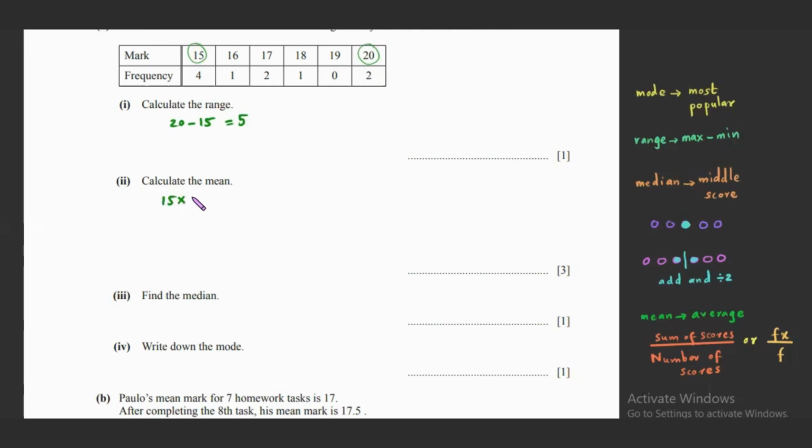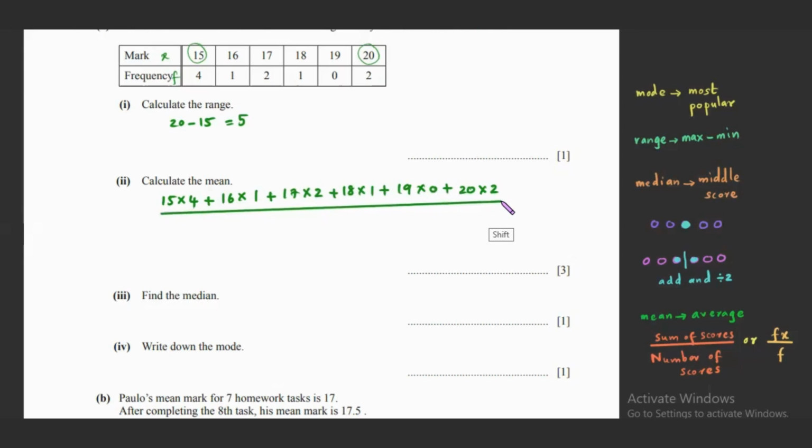So I need to do 15 times 4, I need to multiply them. Add this with 16 times 1, because 16 is the score, that is the value of x, and 1 is the frequency, so the value of x and the frequency have to be multiplied together. 16 times 1. Likewise, I do for the other columns as well. So I have 17 times 2, 18 times 1, 19 times 0, then I have 20 times 2. I need to add them all together and divide by the total of the frequency.